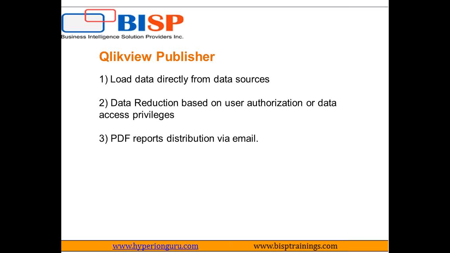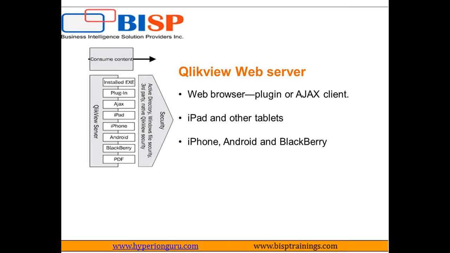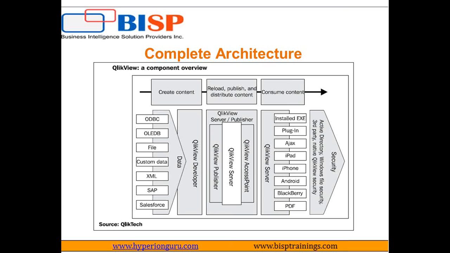Although I shall tell you that it will not be a part of our curriculum, when we talk about architecture, I think it is important to mention it. If you want to distribute PDF reports using your Qlikview, then you can use the publisher, although it is still possible without the publisher, using macro code in the Qlikview application. And then, as I told, there is a Qlikview web server where people can access the application. The application can still be accessed over iPads, iPhones, Blackberries and other gadgets. So this is the complete architecture which we get after combining all these three components.